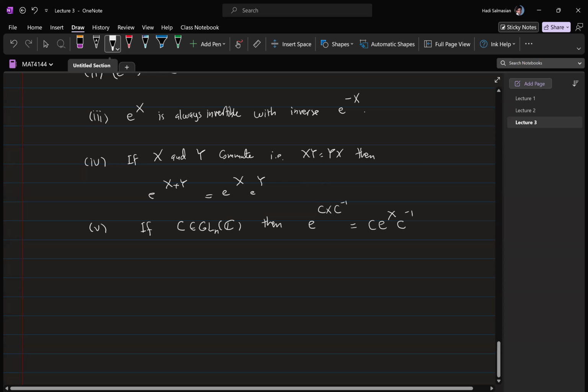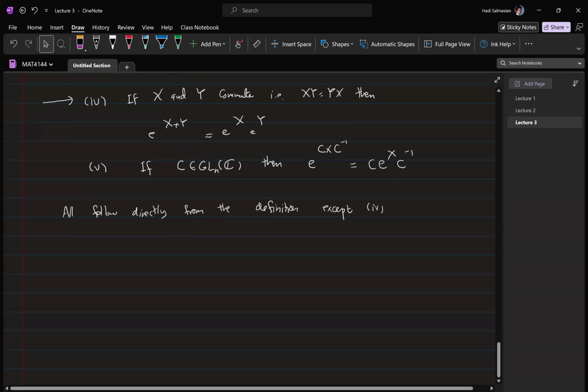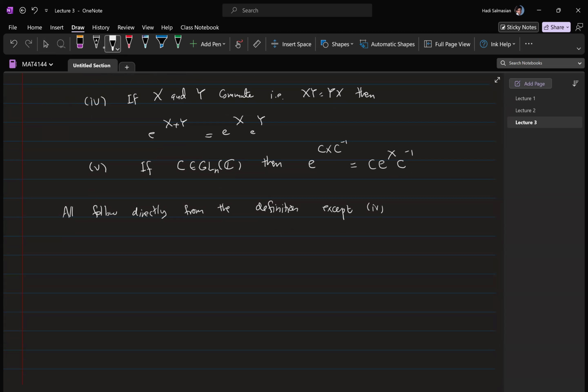So basically, all of these properties are totally obvious except for this one. All of them basically follow directly from the series, from the definition, except 4, and 4 is just like a convergence argument. So what you need to show is that the two sides, when you expand the series, their difference goes to 0.